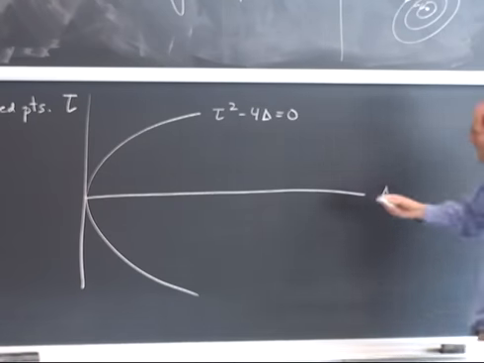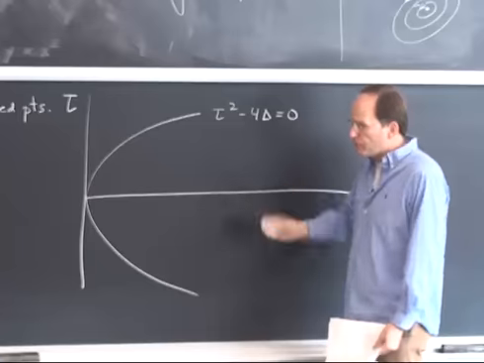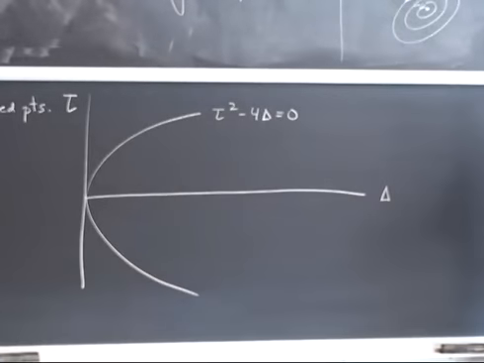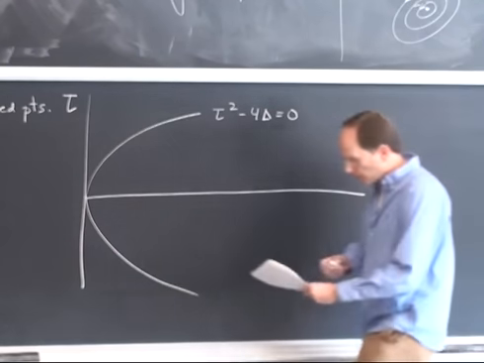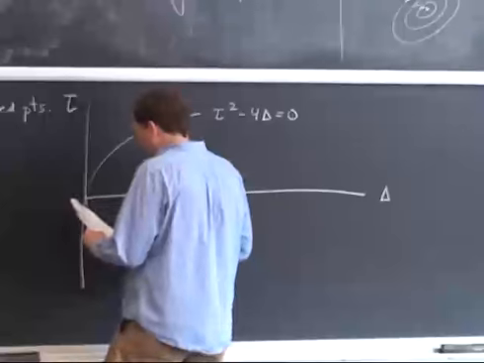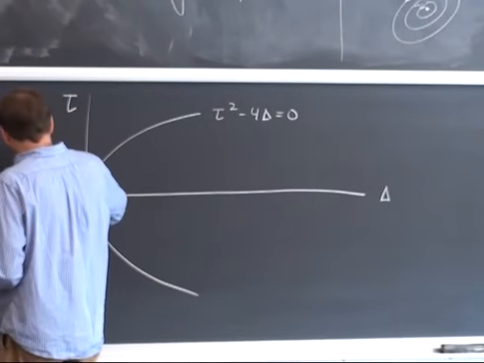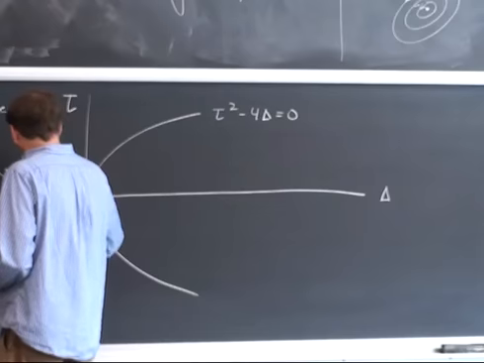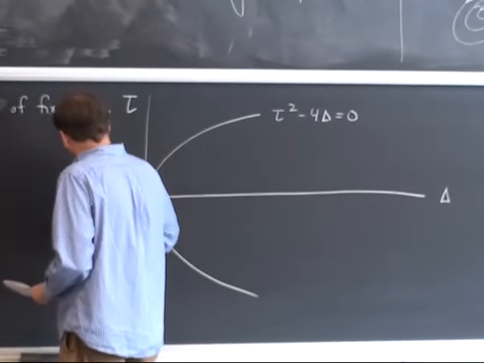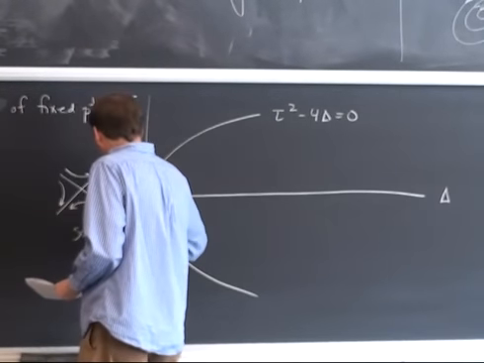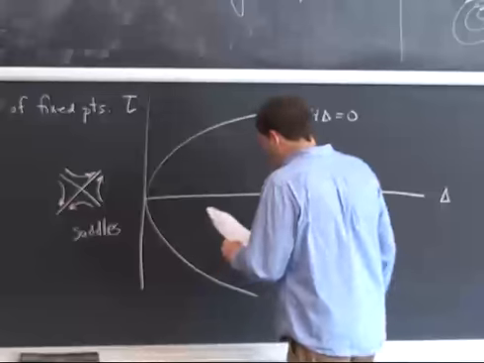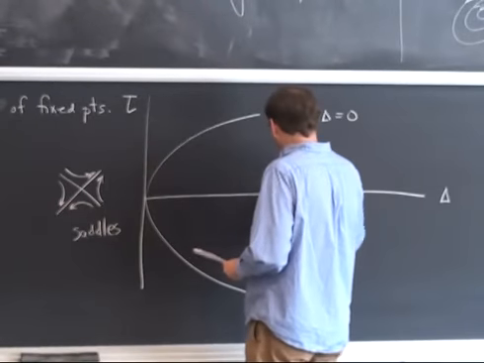Actually, I didn't really talk about what happens on that line. That's when I would have repeated roots. And so let me refer you to the book to see what happens there. You can get some degenerate kinds of nodes that maybe I'll just sketch on the picture. But, okay, so in this picture, we have the saddles living over here, where delta is negative. We have centers living on this axis.